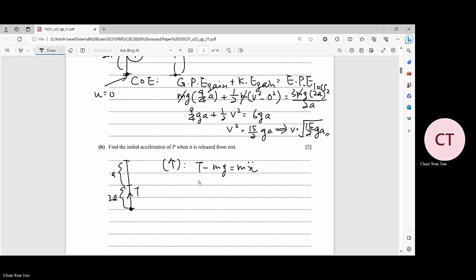Over here, T will be lambda x over L. Your lambda is 3mg, x is 2A, L is A, minus mg. So simplify and cancel it. You will get 5g. So this one is positive, that means your acceleration is positive, that means you're going upward. So that will be the answer for question number 1B.